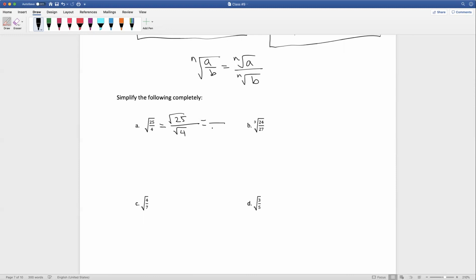Square root of 4, can we simplify it? We certainly can. That's the same thing as saying 2. Square root of 25, can we simplify that? We certainly can. That's the same thing as saying 5. Now I've simplified it completely.